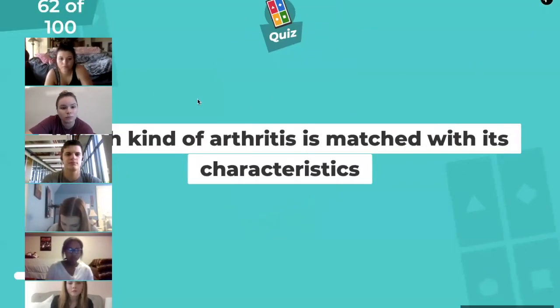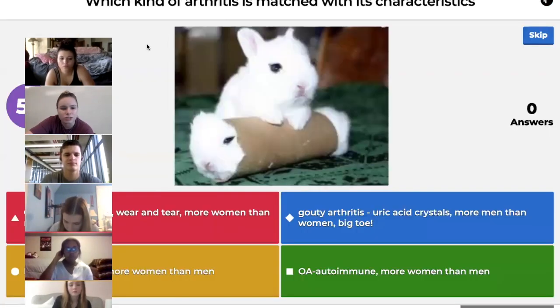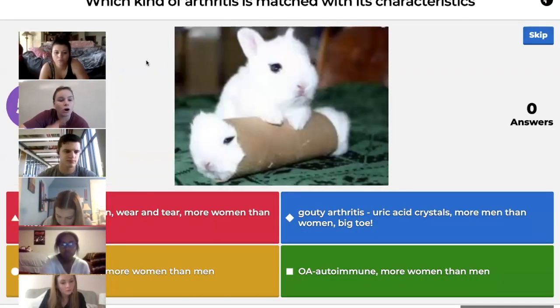Which kinds of arthritis is matched with its characteristic? So OA is osteoarthritis, and then RA is rheumatoid arthritis. And then we have gouty arthritis.